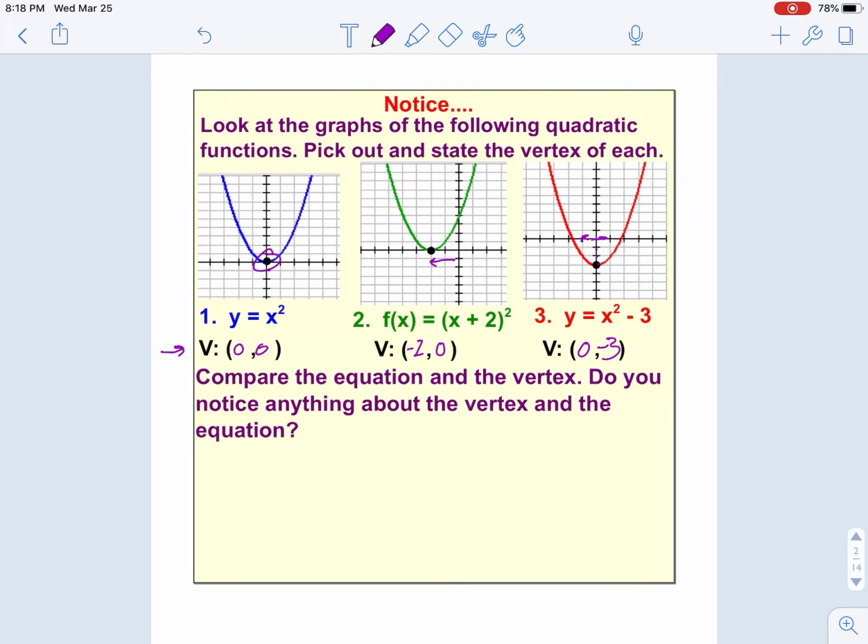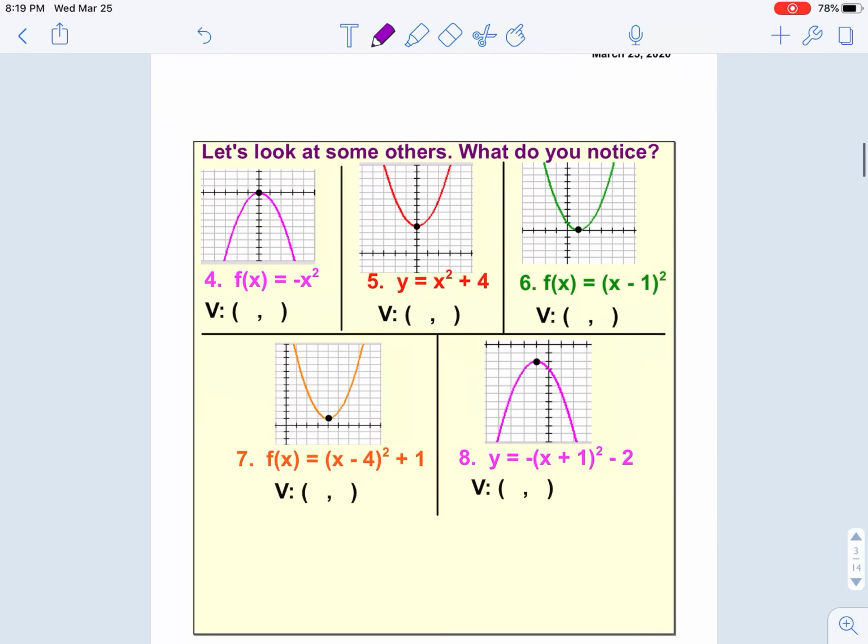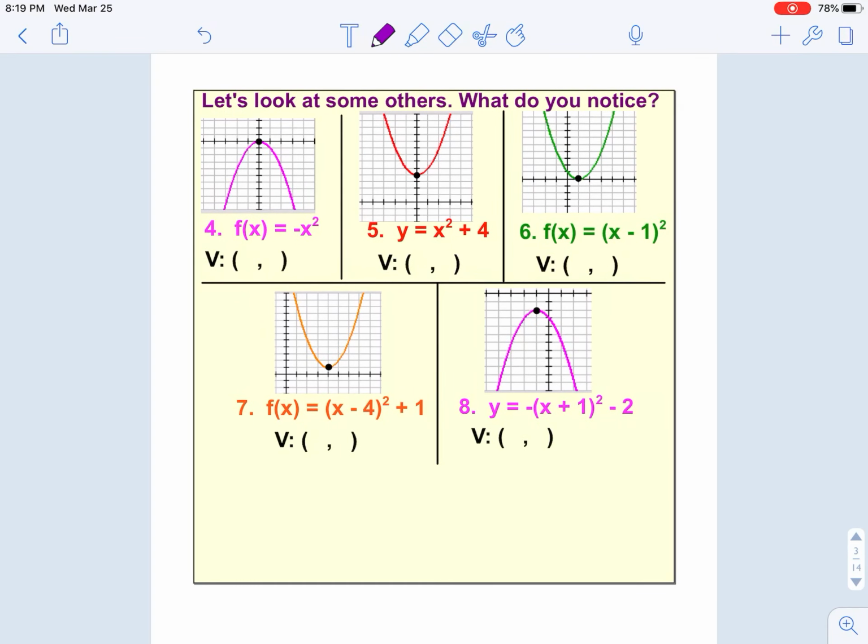Well, I don't think I have enough to go on just yet, but I am noticing there's a 2 there and there's a 2 there. There's a 3 there and there's a 3 there. There's nothing here other than the X, and those are both zeros, so maybe that has something to do with it. Let's take a look at a few more before we move on.